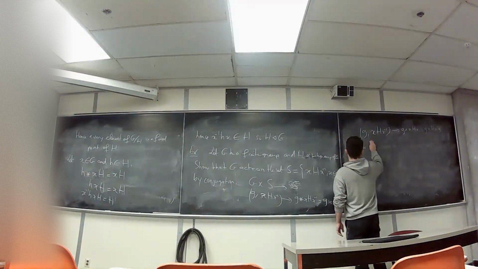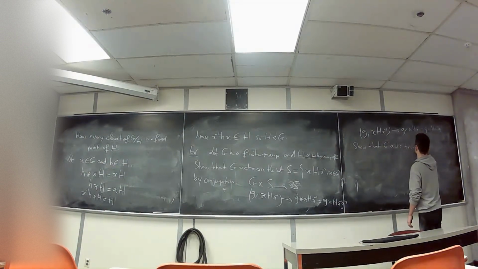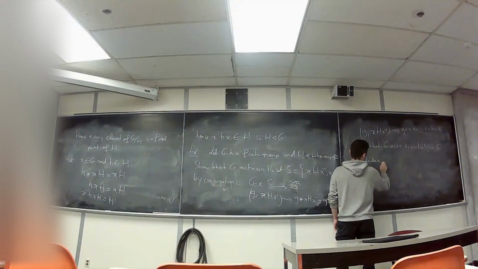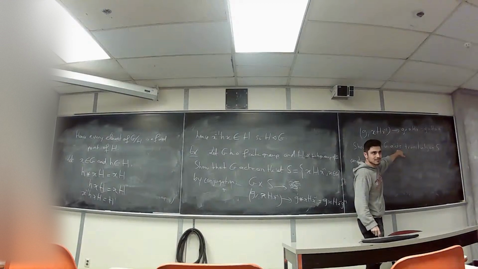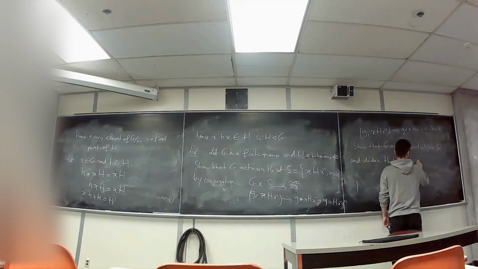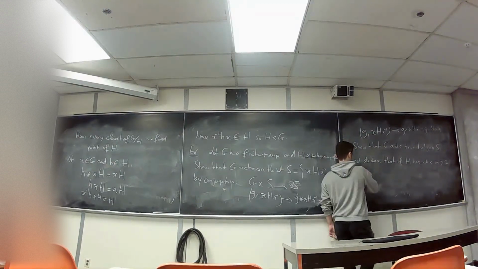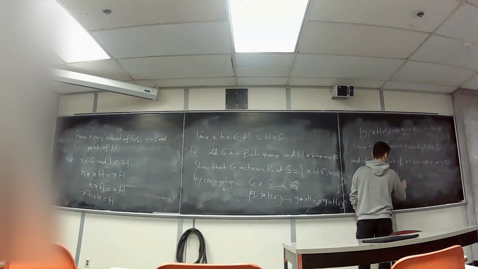So, G acts transitively on S, and deduce. This is the new part. This you've done, right? This you've done in the homework. And deduce that if H has index strictly bigger than 1, then G is different than the union.